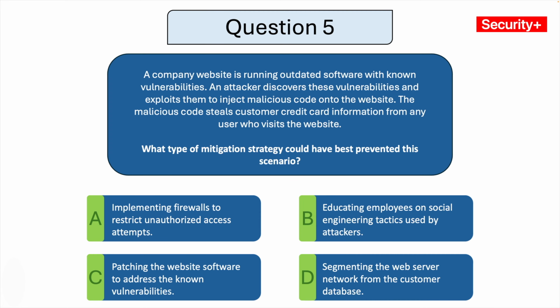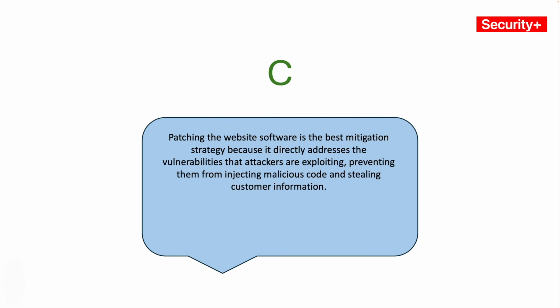Mitigation strategies aim to reduce the risk of any attack being successful, and patching the vulnerability used to exploit the website would have significantly reduced the risk. So I'm going to go with C. Patching the website software is the best mitigation strategy because it directly addresses the vulnerabilities that attackers are exploiting, preventing them from injecting malicious code and stealing customer information.